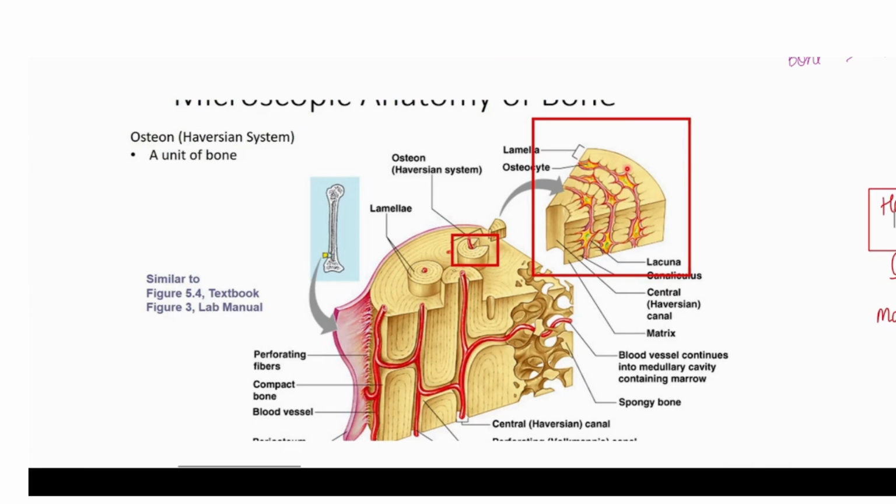So here it is showing one canal, one arrangement of the Haversian canal. This is one Haversian system or Haversian canal. In the center we have the blood supply. Just like cutting a piece from a cake, we get this piece outside, and here we have the osteocytes.